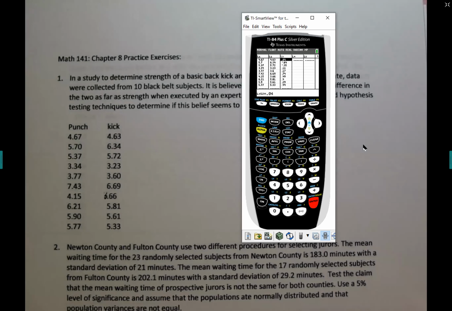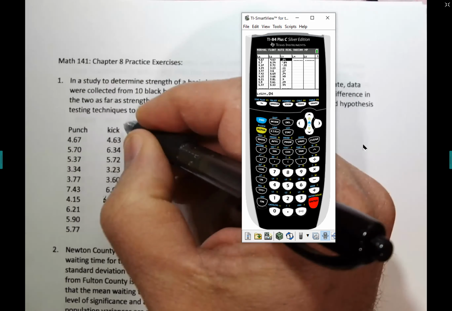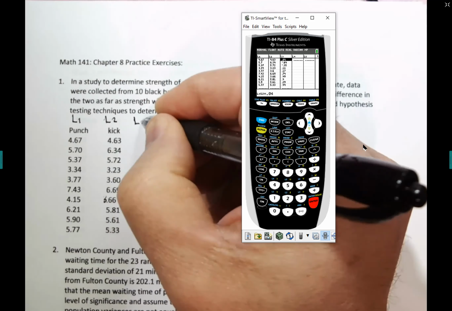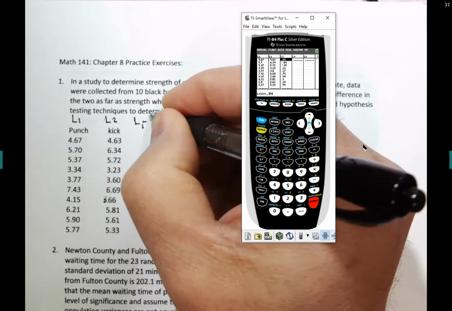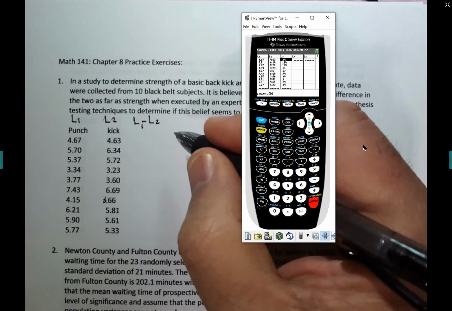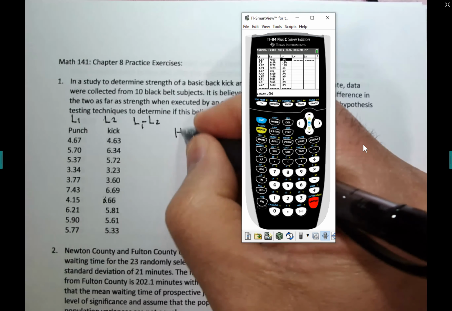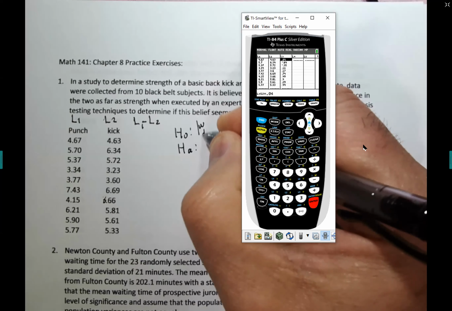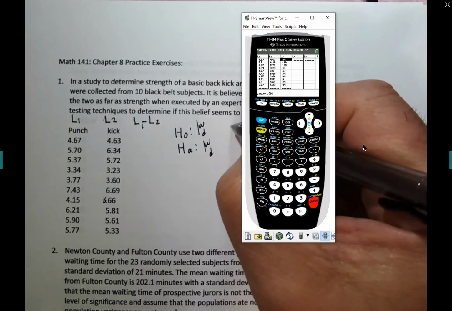Okay, guys, so we said we're going to do the differences. This is L1, this is L2, and we did L1 minus L2. These samples are dependent, guys. So your hypothesis test is going to be one of those three. Mean of the difference against 0.